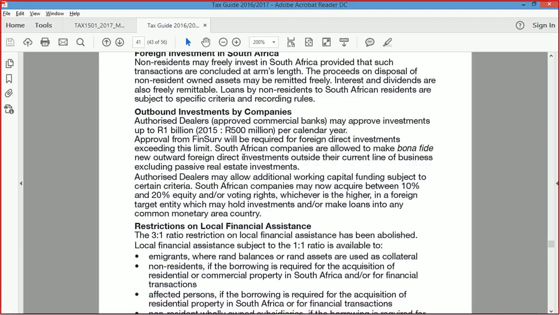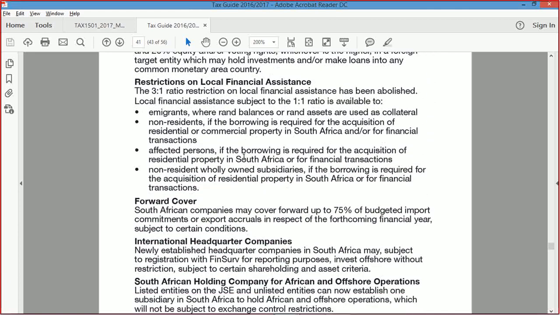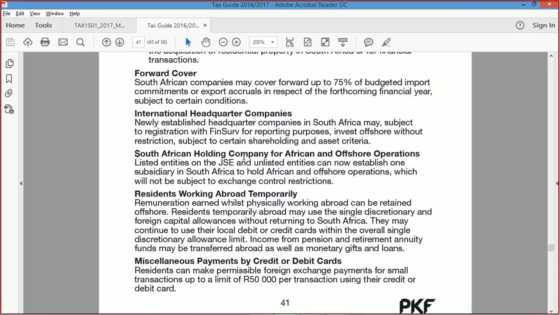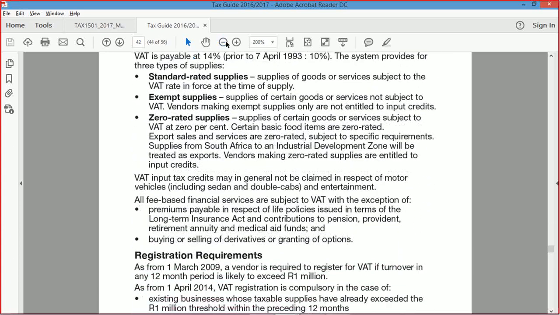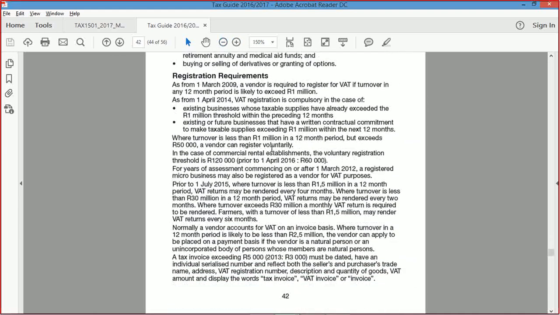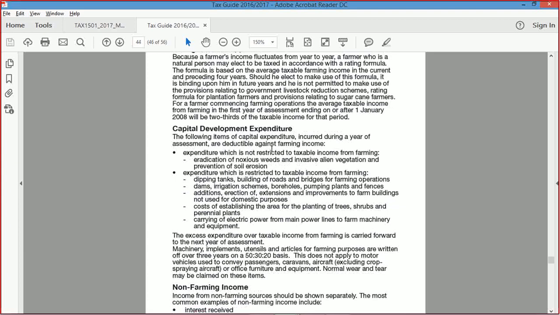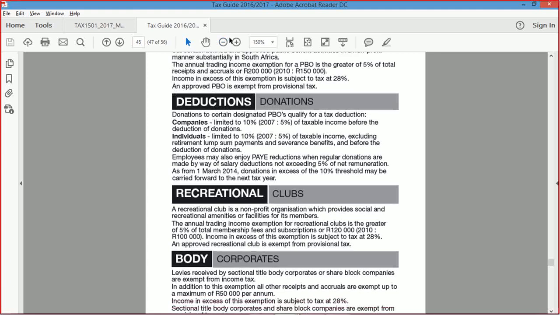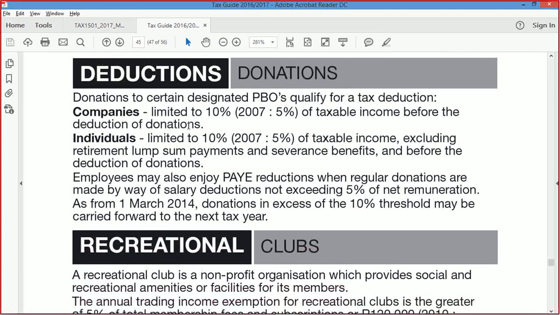Let's see. Foreign investments, outbound investments, forward cover, South African offshore miscellaneous. Here. Oh, this is 41. I wonder. Sorry, page 45. Page 41. There we go. There it is. Okay, it's here. Donations to certain. Oh, okay, so see, they've changed it. It's no longer 100,000, it's limited to 10%. Okay, that's even better.